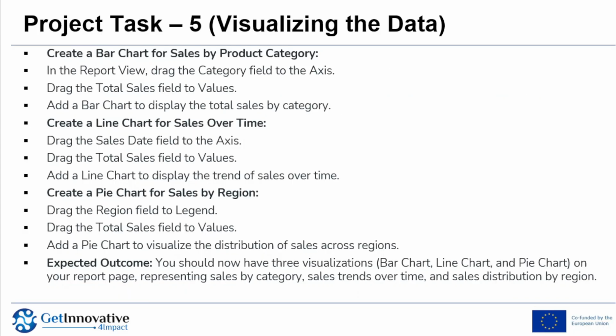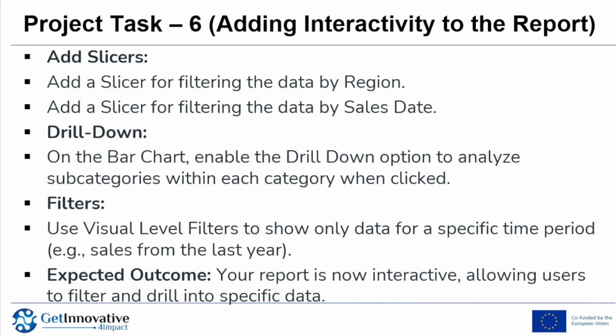In order to visualize the data, we will create a bar chart for sales by product category. In the report view, drag the category field to the axis, drag the total sales field to values, and add a bar chart to display the total sales by category. If we want to create a line chart for sales over time, we drag the sales date field to the axis, drag the total sales field to values, and add a line chart to display the trend of sales over time. If you want to create a pie chart for sales by region, we drag the region field to legend, drag the total sales field to values, and add a pie chart to visualize the distribution of sales across regions.